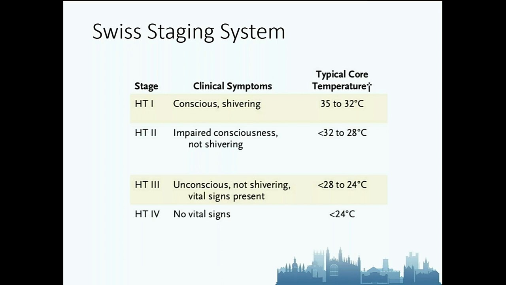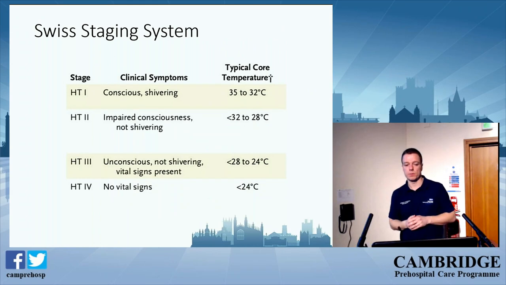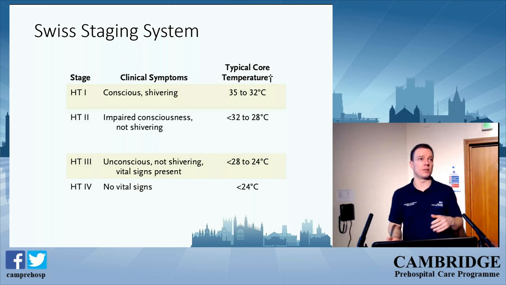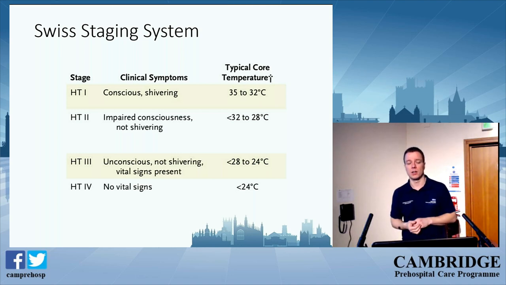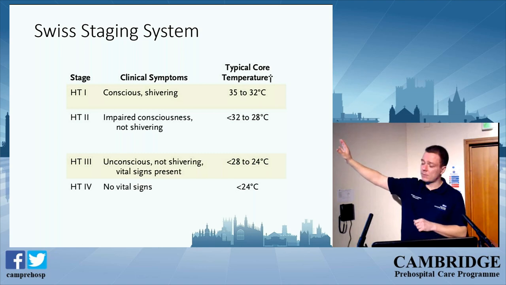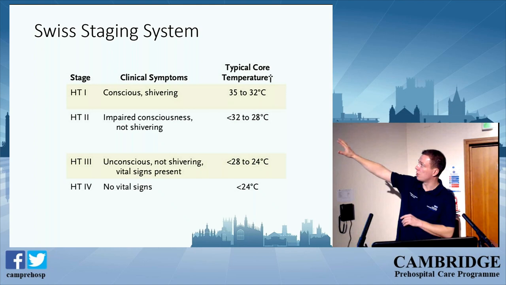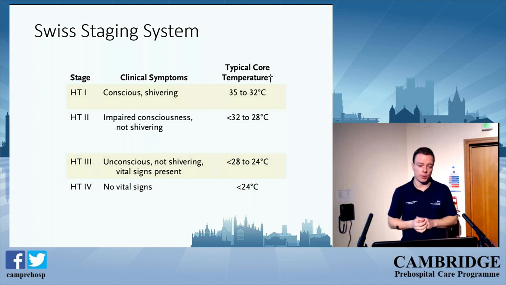So in the first instance, and this is about the physiology of what people do when they get cold and when they try and warm up using those mechanisms that we've talked about briefly. In stage 1, the patient is conscious, they're talking to you, but they're shivering. And I think we've all seen this patient on the side of a rugby pitch or outside somewhere, where they're talking to you and their teeth are chattering and they're shivering. That's probably HT1 or Swiss stage 1 hypothermia, which correlates to that mild to moderate hypothermia in terms of the temperature range.